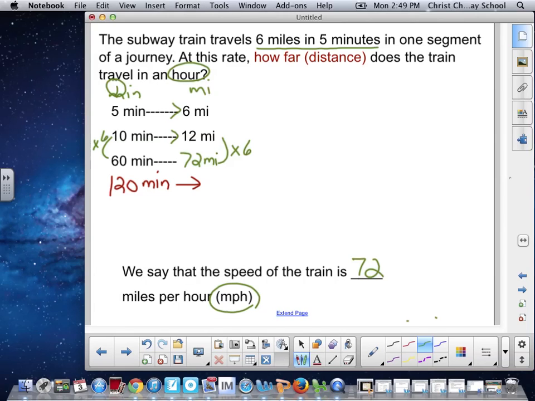Okay, hopefully you've figured this out. Here we just, again, timesed it by 2 to get from 60 minutes to 120 minutes, and so we're going to times 72 by 2, and we're going to get 144.